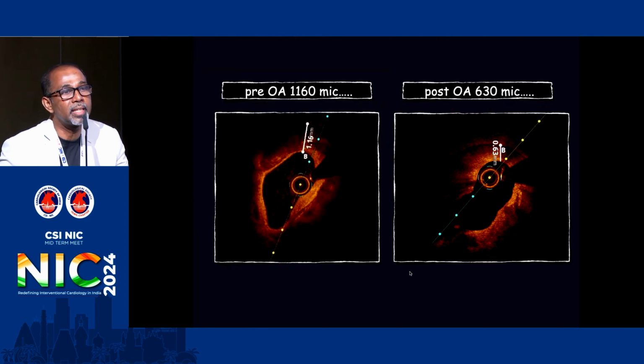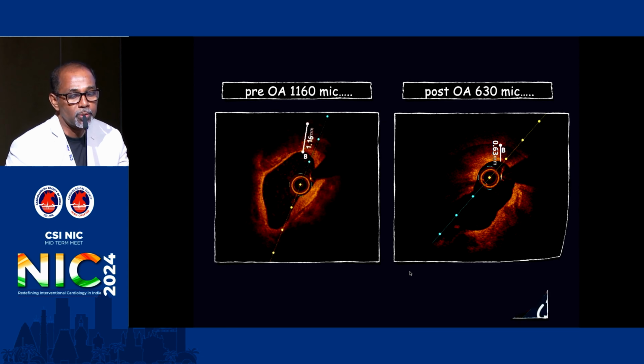And this is something interesting. You have an eccentric nodule, eccentric calcification at the left main bifurcation at the 12 o'clock, 1 o'clock position. You can see that the thickness was almost 1.6 millimeter. Following the orbital atherectomy, you could see that it's totally shaved off and it has become half the size. It's become 600 microns there.